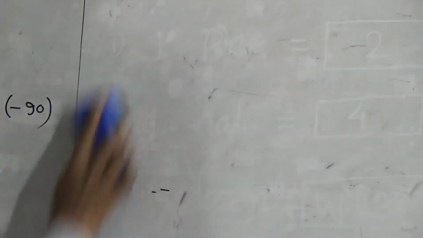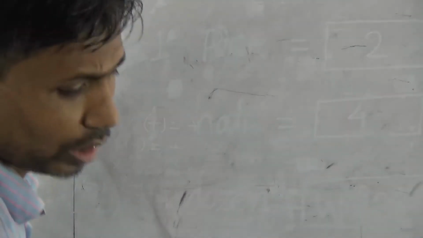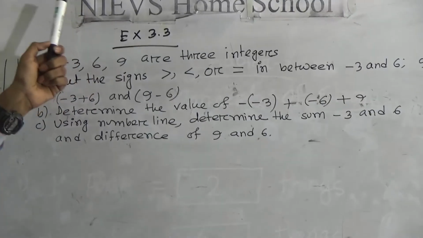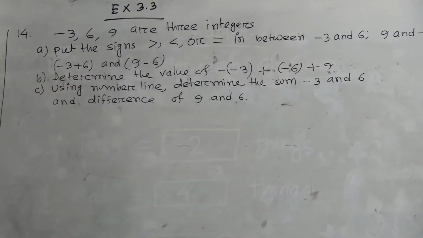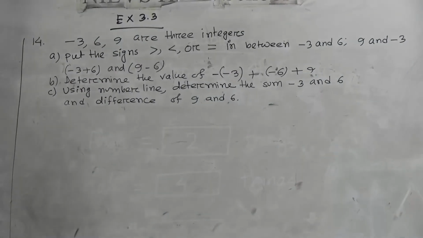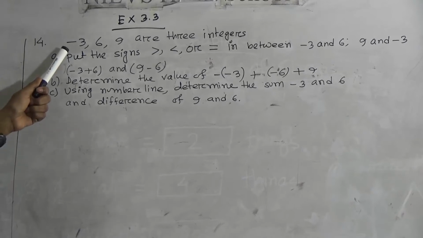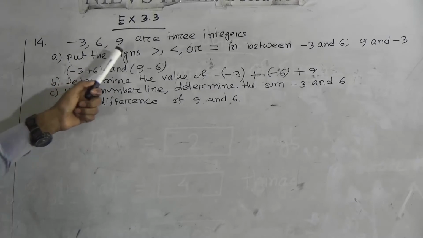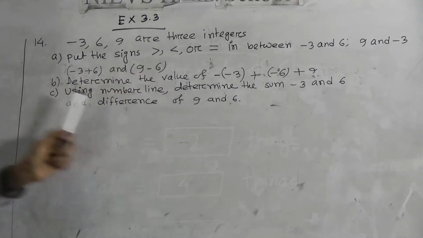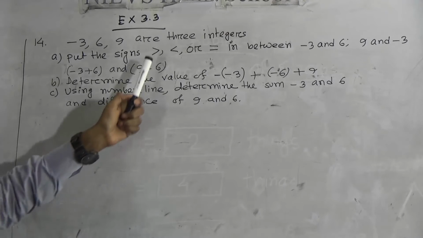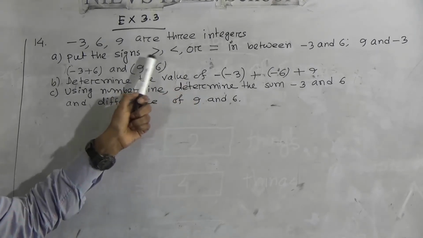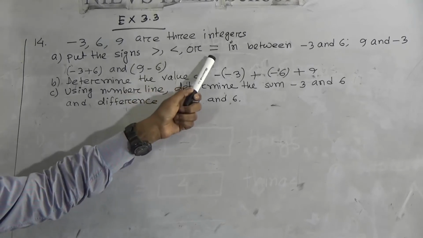Now I will solve a creative question, which is taken from your book, exercise 3.3, page number 87. At first read the question. Minus 3, 6, 9 are three integers. We know minus 3, 6, 9 are integer numbers. Put the signs greater than, less than, or equal sign. This is called greater than, this is less than, and this is called equal sign.